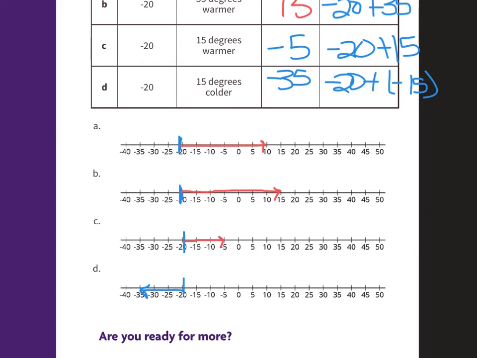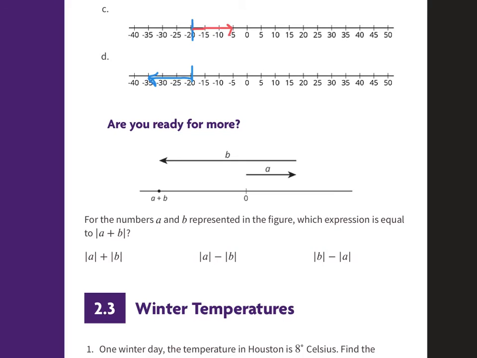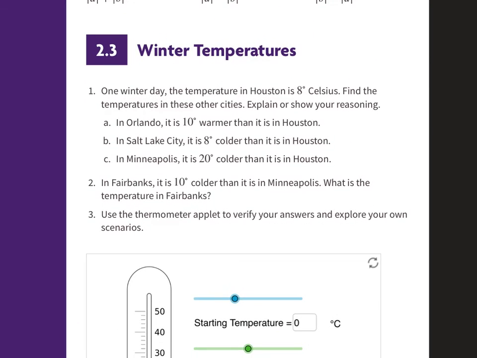And then one more thing, 2.3 on page 18. So we are going to say, one winter day, the temperature in Houston is 8 degrees Celsius. Find the temperatures in other cities. Explain or show your reasoning. So 8 degrees, positive 8. 8 degrees warmer, that means we're going to add, 10 degrees warmer. That means we're going to go 8 plus 10. And we get 18, okay?